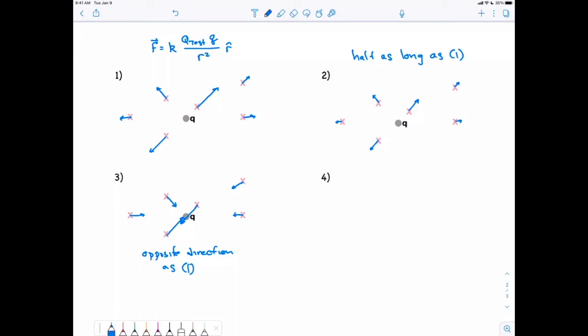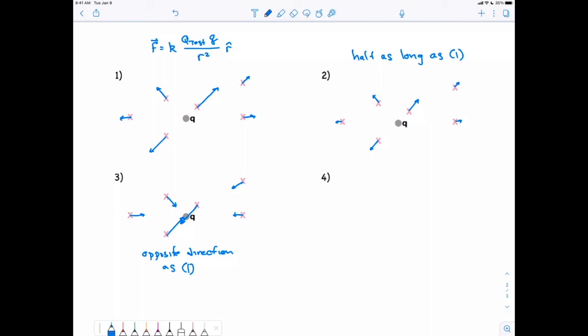Okay, let's discuss. Hopefully your diagrams are similar to what I've drawn. Were there any questions about the first 3? So for 1, your arrow should point outwards. The closer they are to the test charge, the charge Q, the longer they should be. For 2, they're half as long as in 1, but in the same direction. And in 3, they're in the opposite direction as 1.